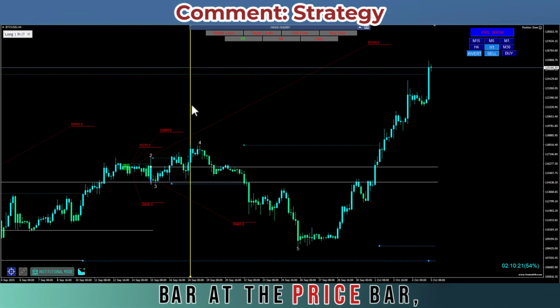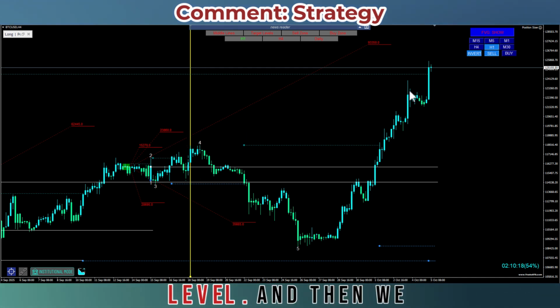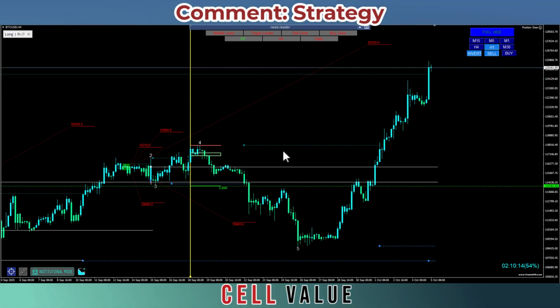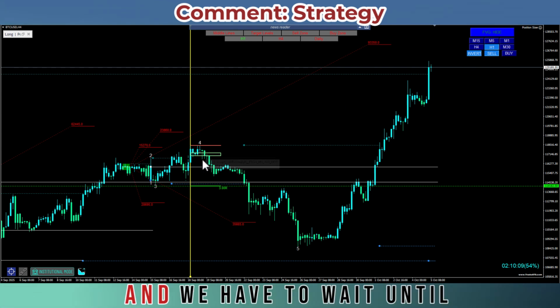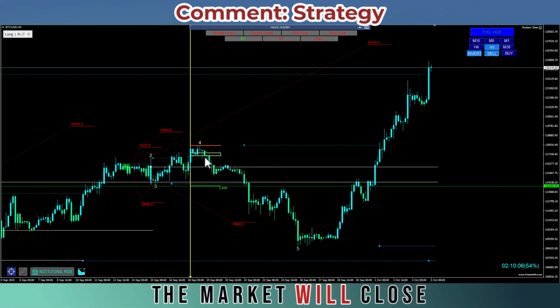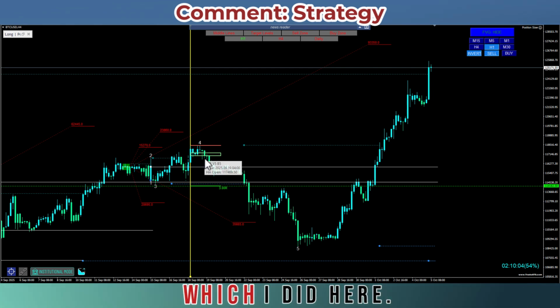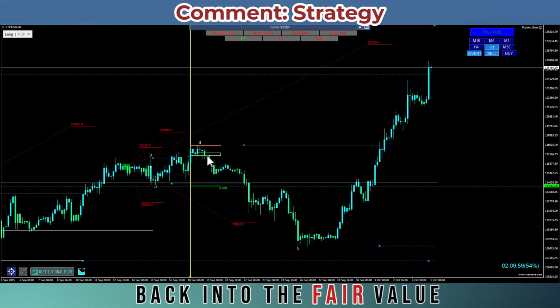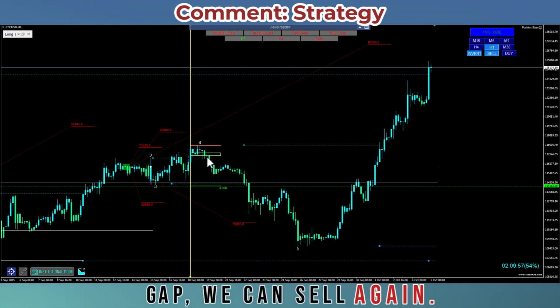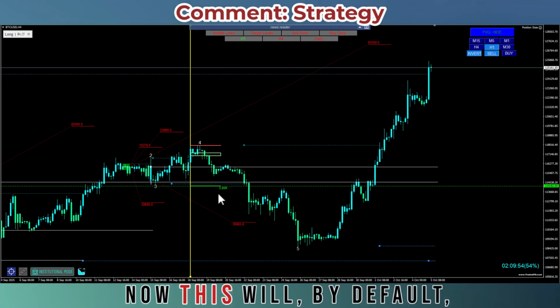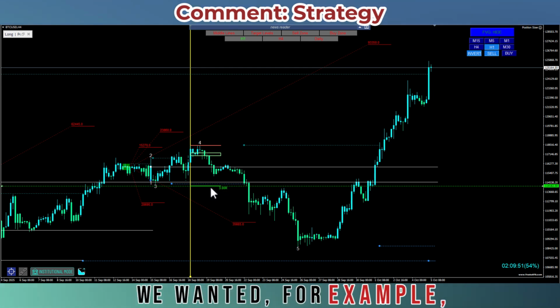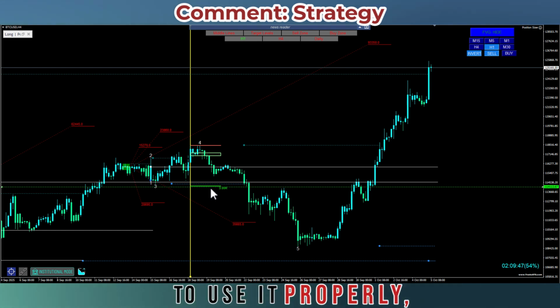yellow bar at the price bar which achieved this level, and then we can show the inverted sell fair value gaps, which is here, and we have to wait until the market will close below this level here, which it did here, and then when it goes back into the fair value gap, we can sell again, and this is our stop loss. Now this will by default give us 3R.